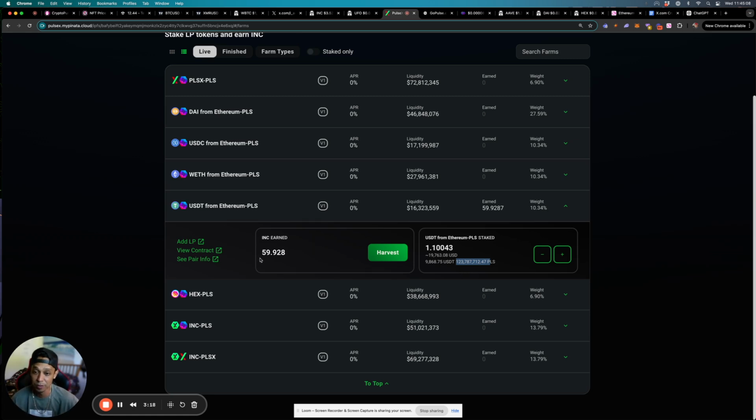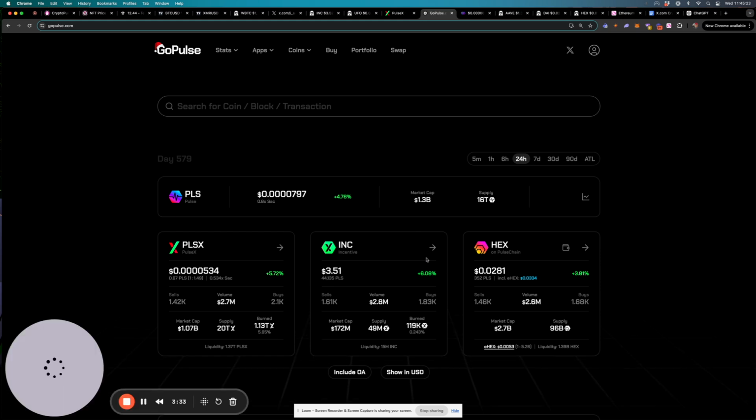So far I've earned 59 ink in 6 days. By tomorrow this time, this should be about 70 ink. Let's see what the price of ink is at. If we go to Go Pulse, ink also dropped, right? It was at $4 when I started, $3.99 to $4. Now it's down to $3.50. Of course, when ink goes back up, my value will be a lot higher as well. I had a little squirrely thing here.